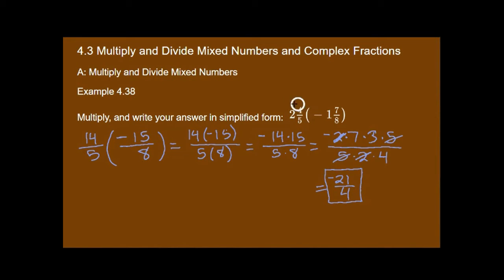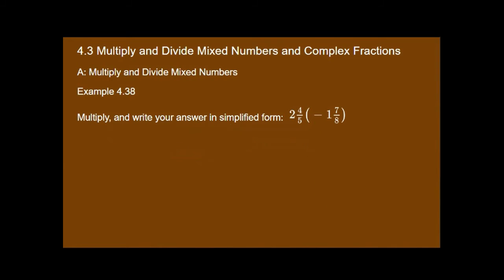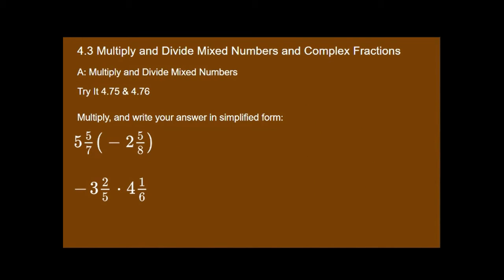So if you start with two mixed numbers, don't freak out. You just change them both to improper fractions. If you have a negative number, it's okay. Just stick it in front of the top of your fraction, which is usually the easiest place to put it. So let's have you do some try it problems, see if you can do them. Pause the video, try these out, and then come back to see if you got them correct.